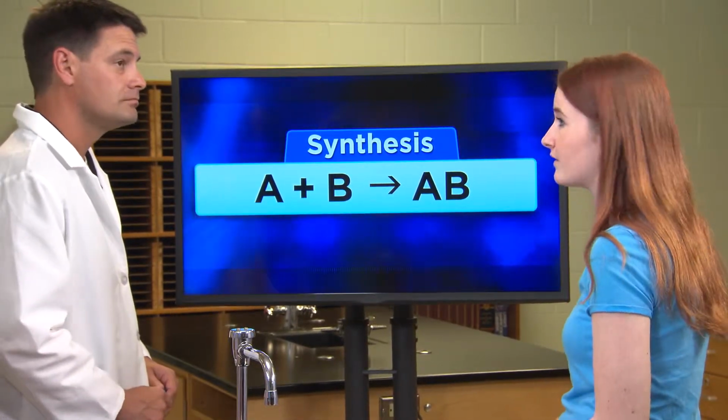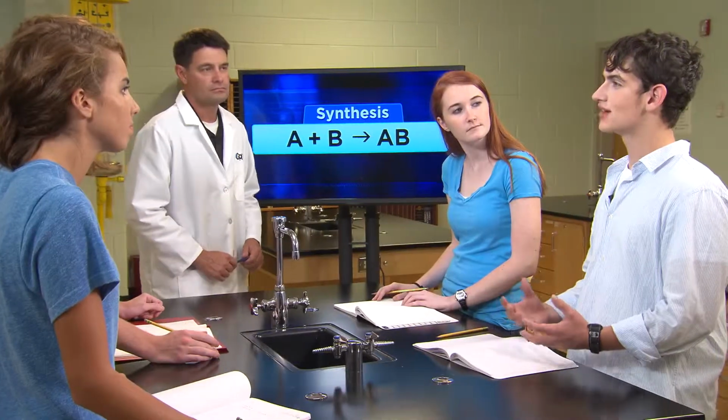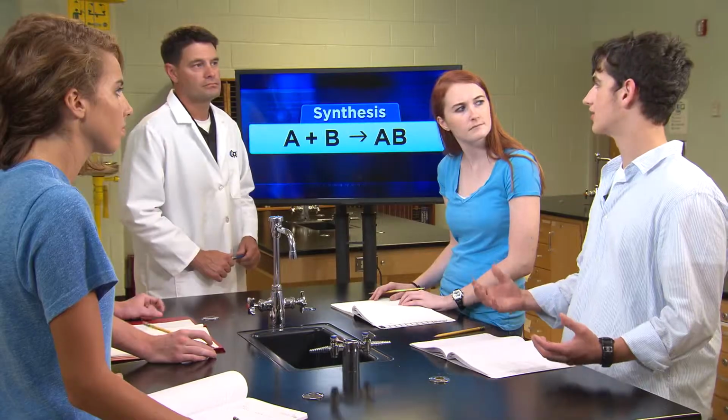Synthesis reactants are things alone or by themselves. Well, what do you mean? I think she means that the reactants in a synthesis reaction aren't bonded. They're by themselves, or diatomic molecules like oxygen. Like with the burning magnesium. The magnesium is by itself and it reacted with the oxygen gas, which is a diatomic molecule.